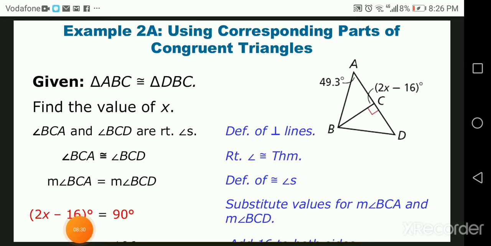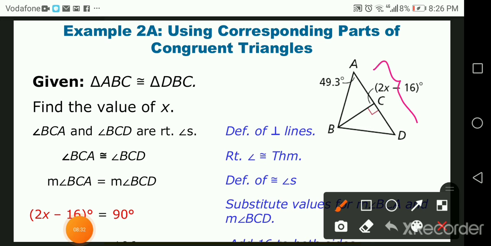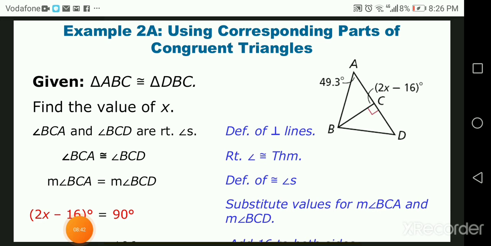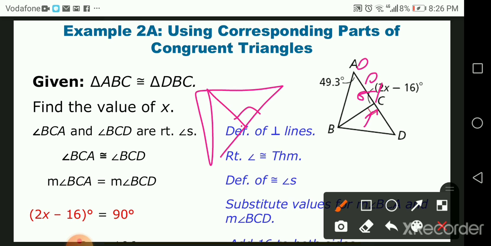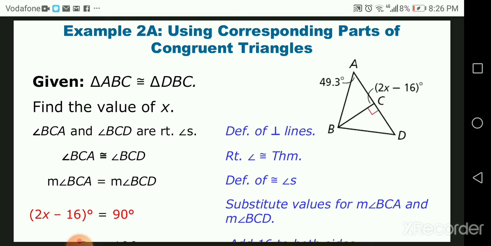When he tells me that they are congruent, I know that all the corresponding sides and all the corresponding angles are congruent. And I have here, this is 90 degrees. Can you see this? It's very obvious. So this is 90 degrees. What about this one? Must be the same 90 degrees. What about this angle? Also 90 degrees.